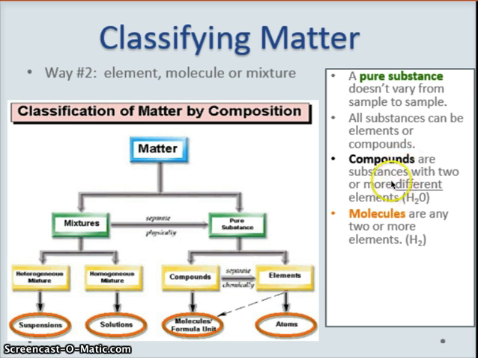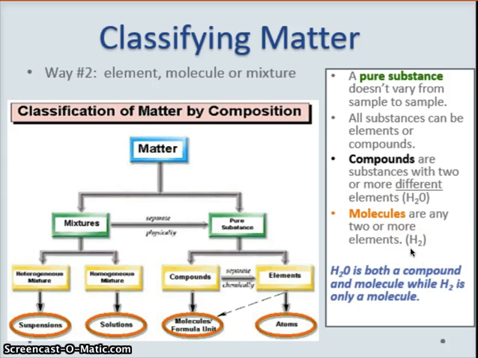So every single compound could be a molecule because all compounds have at least two elements. So all compounds are molecules, but not all molecules are compounds because not all molecules like H2 have two different elements. So H2O is both a compound and a molecule because it has two different elements, but H2 is only a molecule because it doesn't have two different elements. It only has two elements that are the same. They're not different. So make sure you know the difference.